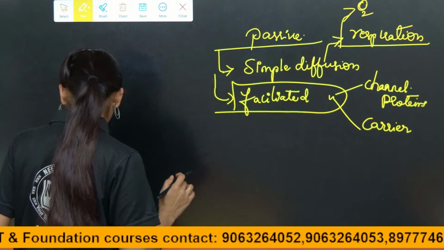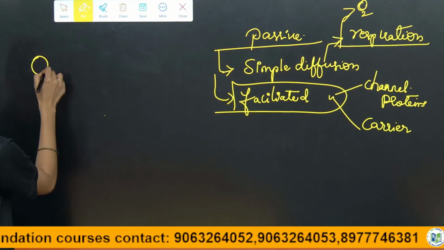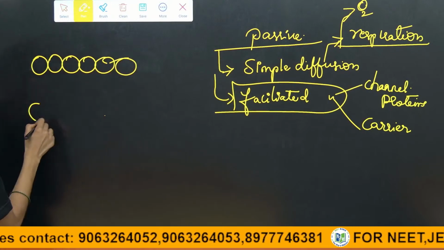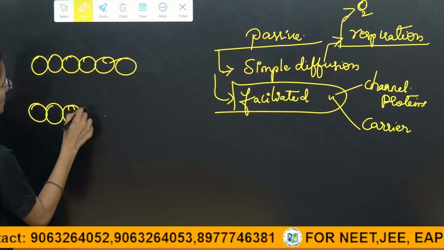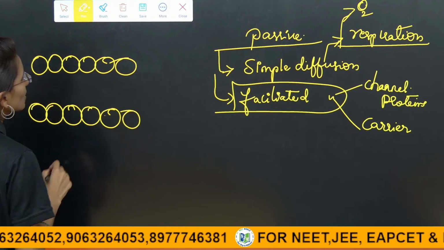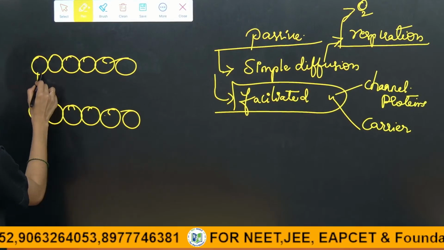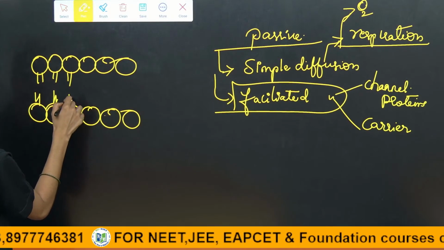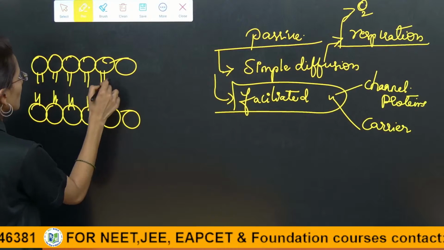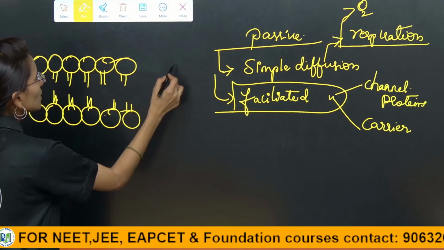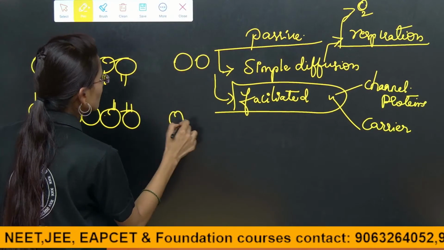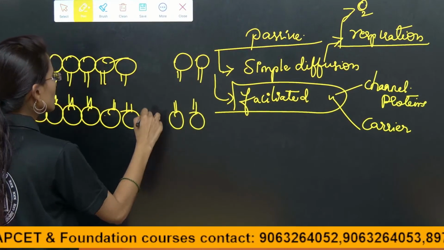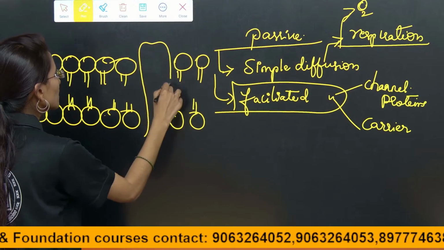Okay, we will see here. Again, I am drawing this phospholipid bilayer plasma membrane structure so that this topic becomes easy for you, children. This is the plasma membrane, with hydrophilic heads and hydrophobic tails. So in between these, what do we have? We have channel proteins or carrier proteins. These channel proteins will be like this.